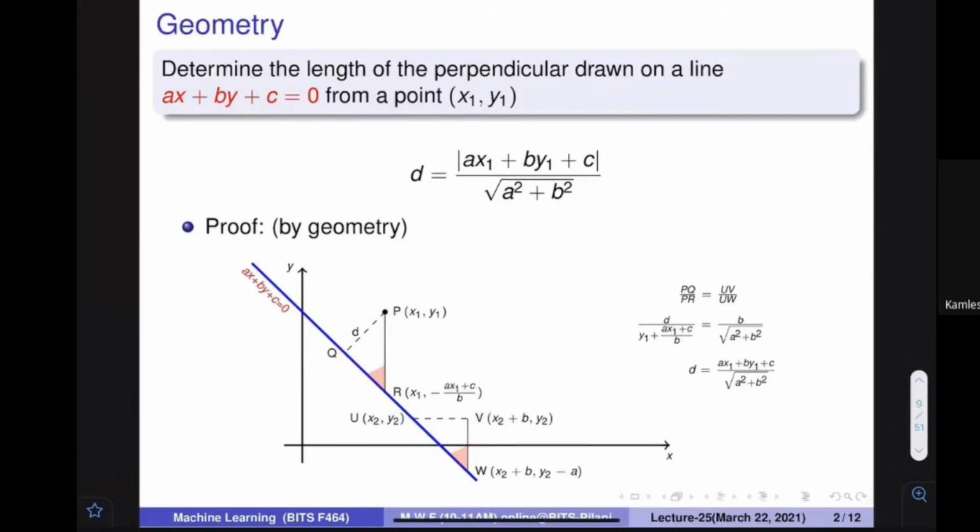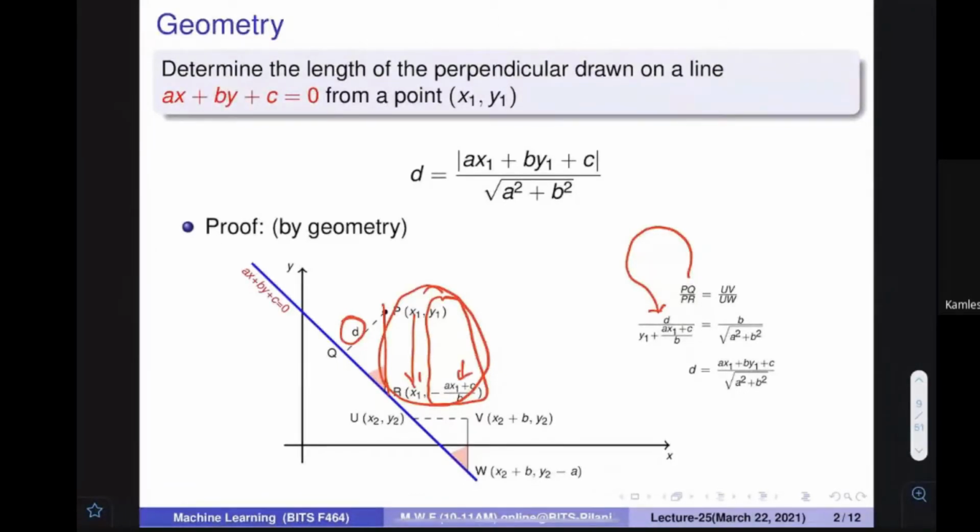So here, what is the value of PQ? You know that PQ is equal to D, that actually we want to find out. What is PR? This distance, you know, because x is the same, so y becomes this particular quantity. So you can say y minus this quantity, and therefore it is y plus this particular quantity. What is UV?